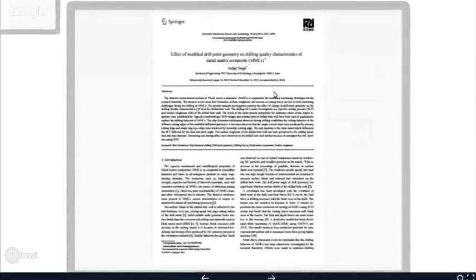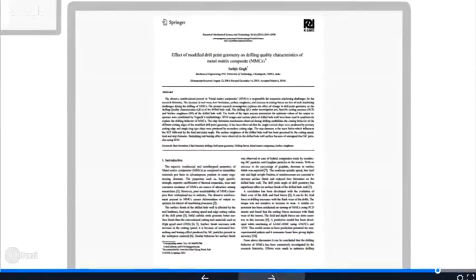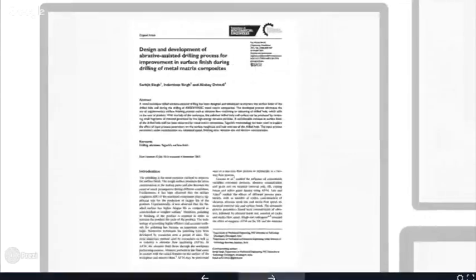These are some of my papers, research publications.